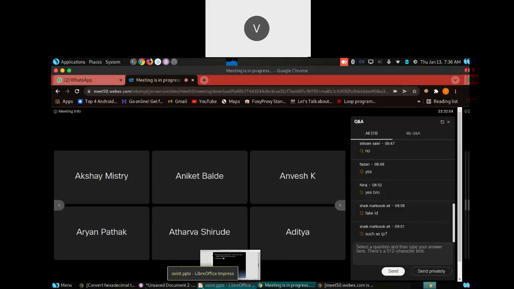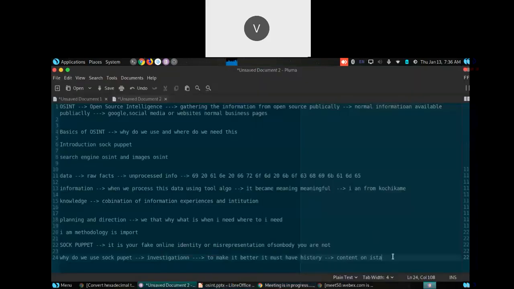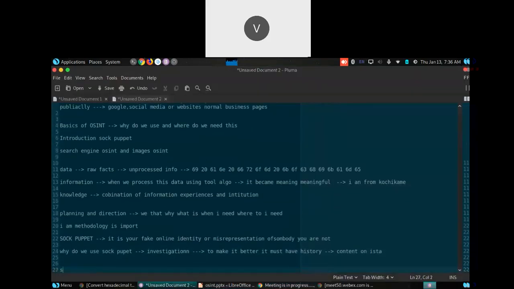So let's move further. What we have done till now is the sock puppet and the basics of OSINT. Now let's move to the internet. Our next topic is search engine OSINT. Before moving to it, I want to discuss some things, like the layers of the internet.